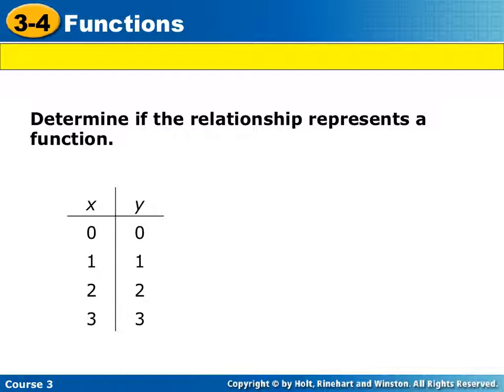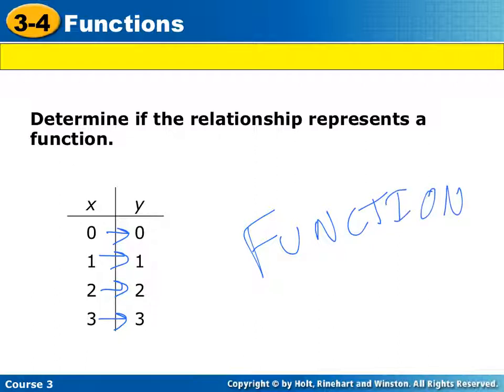Okay, so when we look at this, each input has exactly one output. Every time I plug in 1 for my x, my y is 1. Every time I plug in 2 for my x, my y is 2. Every time I plug in 3 for my x, my y is 3, and 0, 0 of course. So I notice I have a function. It is a function. Every input has exactly one output.